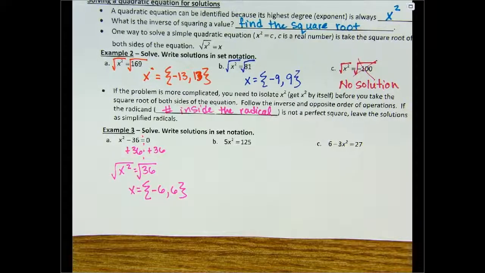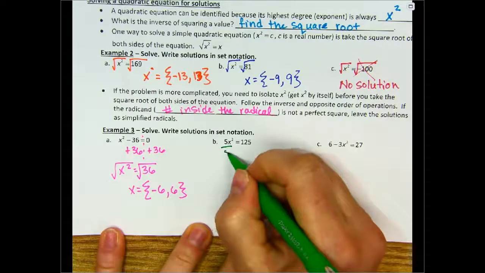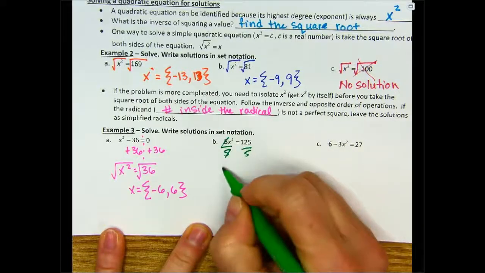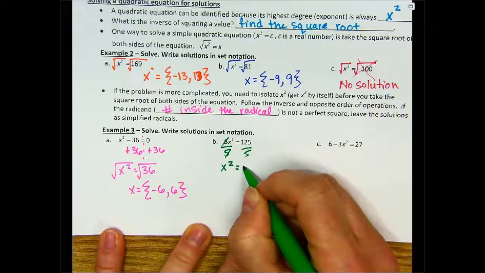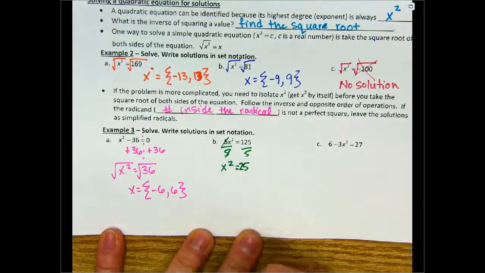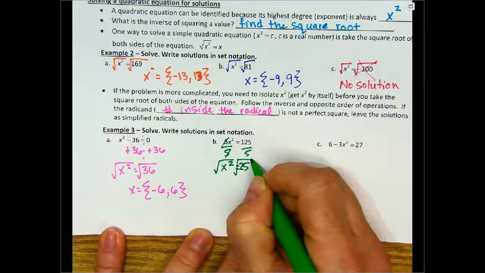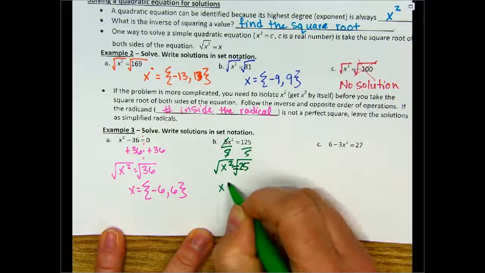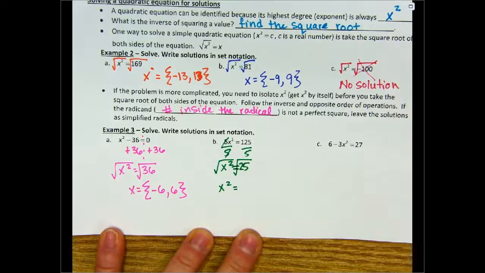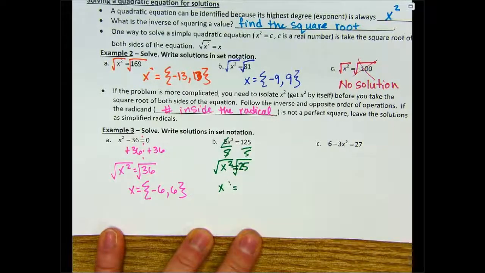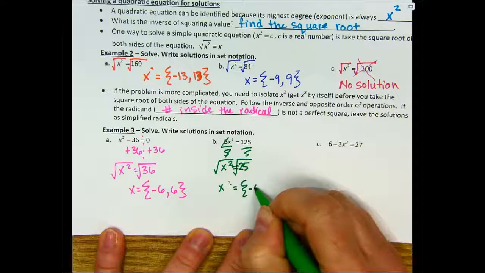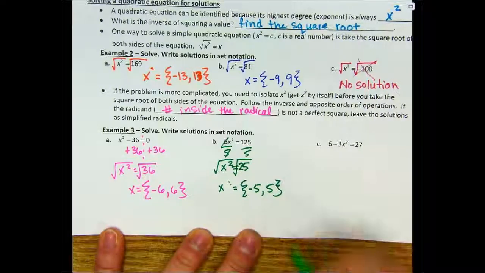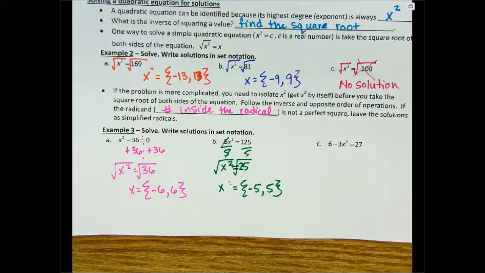Then you might also have something like this next one, where we've got 5 times x squared. So we divide by 5, we divide by 5, and I get x squared, and 5 goes into 125 25 times. I try to make those easy. Square root, and I get x squared equals, not x squared, I'm getting carried away. All right, x equals negative 5 and 5.